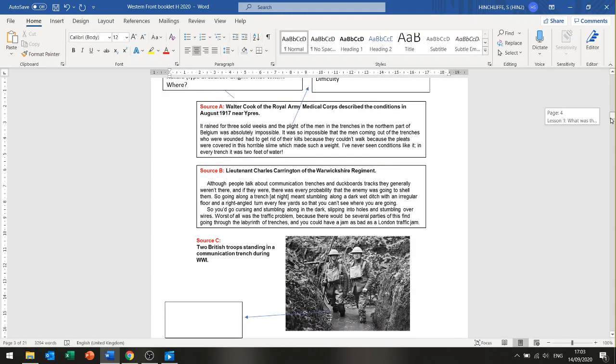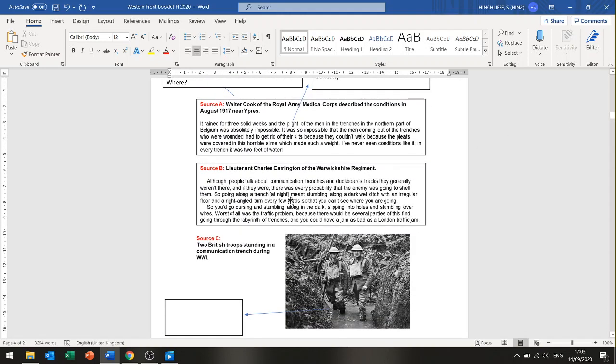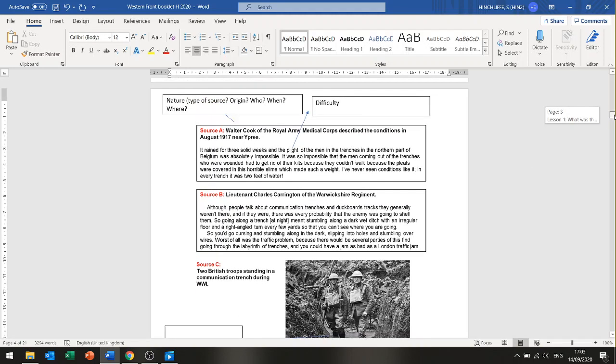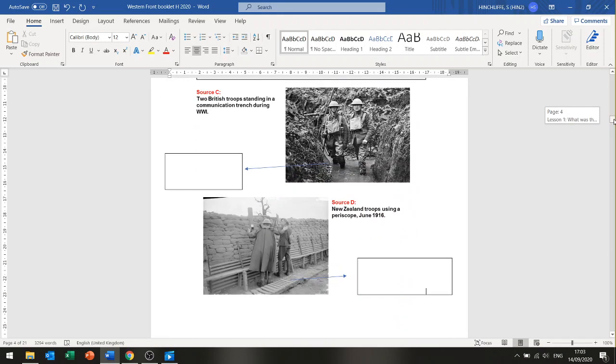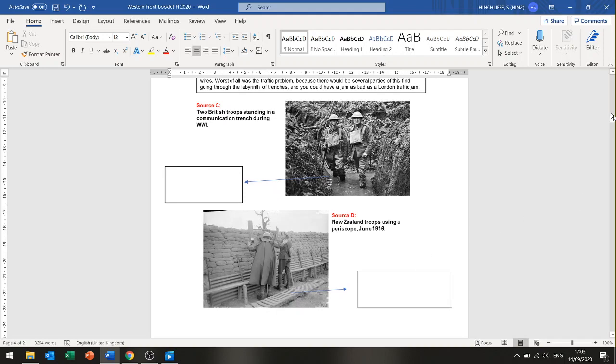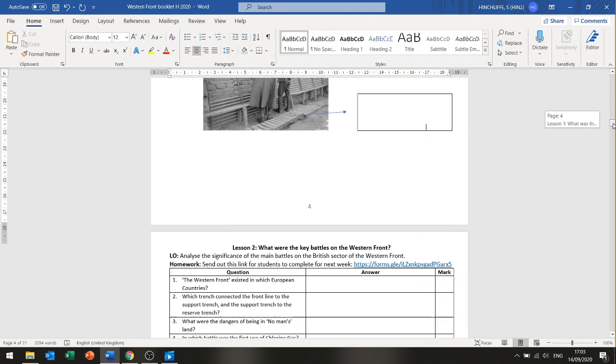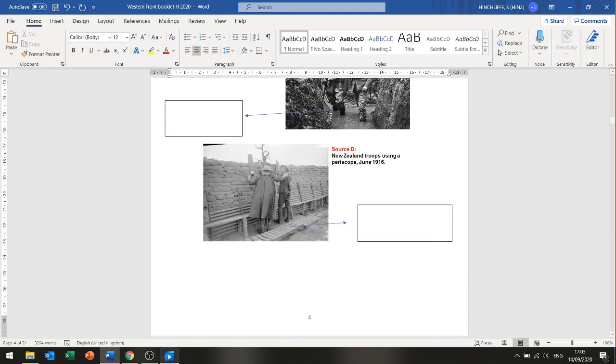So what I'd like you to do is have a read of source B, do the same thing, and try to identify some keywords. What does this tell us about what it was like to be in the trenches? And also do the same for source C and source D. Once you've done that, that's the first lesson done.